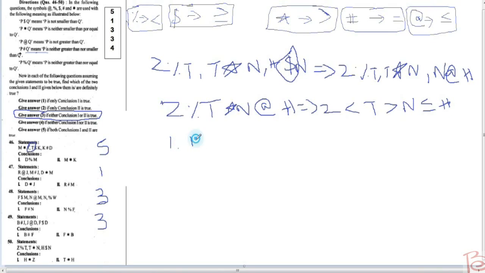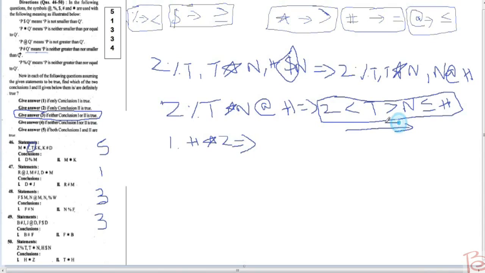Let's go for the conclusion. The first conclusion is between h and z. So h star is z. Okay. And z is here and h is at the end. And from the statement we can see that it is not in the same direction. This is in this direction, and the second one is in the opposite direction, so we cannot draw a conclusion. So there is no point converting this.